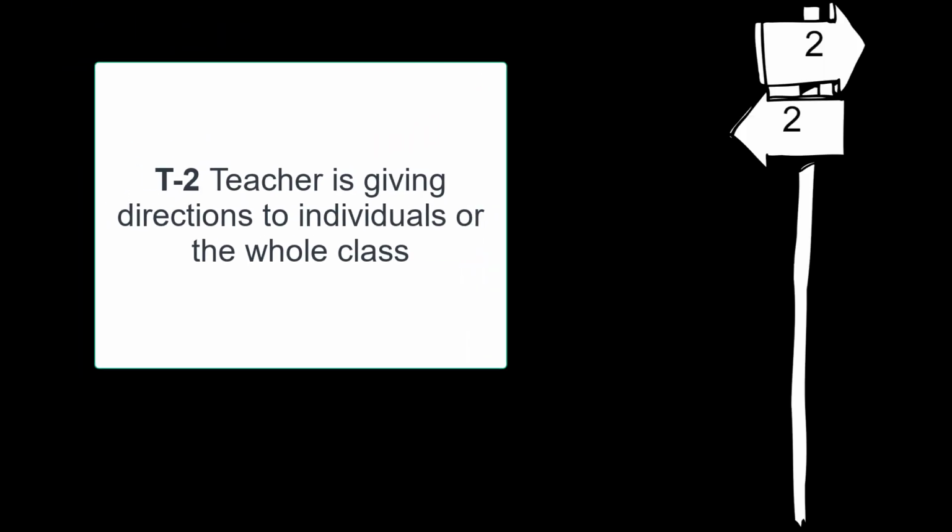A T2 is used to note when the teacher is giving directions to either individuals or the whole class. So picture this signpost with the signs on it and the number 2 on that signpost. Visualize that in your head and remember that a 2 is for giving directions.